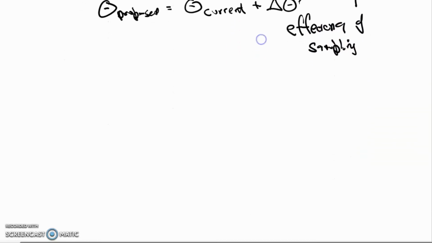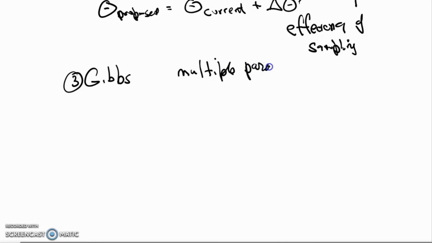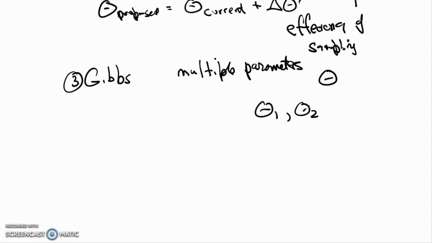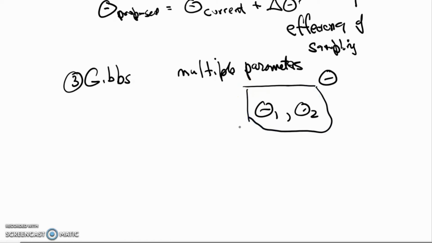And then lastly, we moved on to Gibbs sampling. The notion with Gibbs sampling was that it was going to be a lot more efficient if there were multiple parameters. So for example, instead of having just theta, we might have theta 1 and theta 2. Under those sorts of situations, what we really need to focus on is getting the posterior joint distributions when we've got multiple parameters.